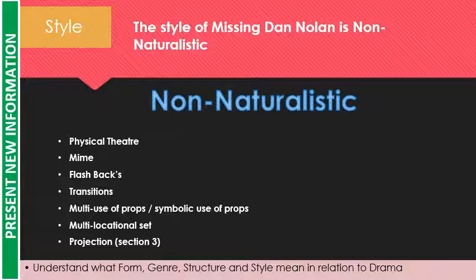So some non-naturalistic techniques that we see used throughout this play: physical theatre, mime, flashbacks, transitioning from one scene to the next, multi-use of props and symbolic use of props. Just to clarify what a symbolic use of prop is, if I had a walking stick and I was using it as a walking stick, that's its actual purpose. But if I had a walking stick and I was using it to symbolize a fishing rod, that would be a symbolic use of props.